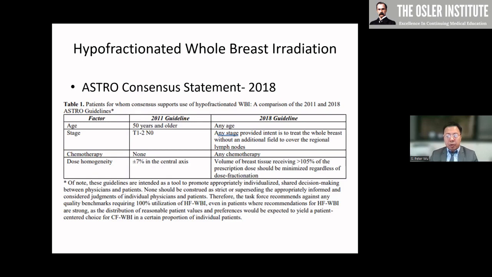But it becomes even more important when hypofractionating, because that would mean, say you have a hotspot of 120, I hope not, but then that is closer to 3 gray per day, which is very different than 2.66 gray per day.